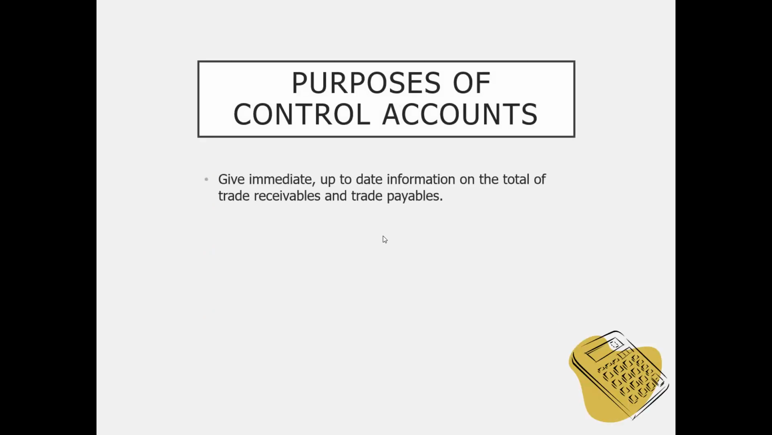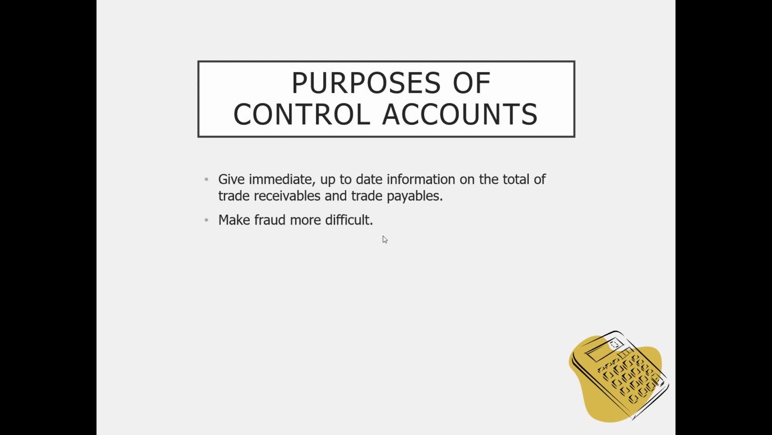Hopefully you have an idea, but one of the advantages with them is it gives immediate up-to-date information on the total of trade receivables and trade payables. So if you need to know those figures in a hurry, perhaps because you're preparing some interim accounts, some management accounts, then you can find those figures quickly by preparing a control account. It should make fraud more difficult, particularly if there's segregation of duties.